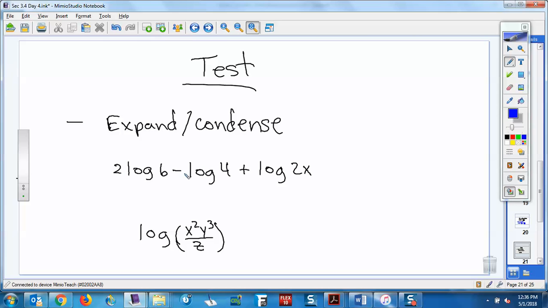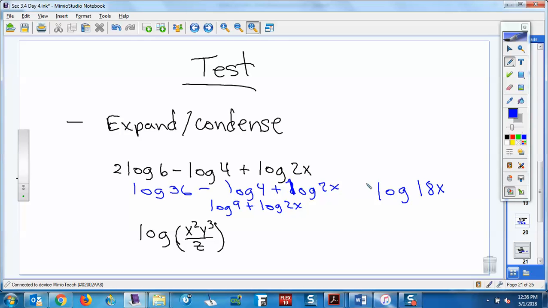So the directions for this one would be condense, right? And so, we got this 2 out here. That's a problem. So, what are we going to do with that? Make it log of 36 minus log of 4. What is going on? Plus log 2x. Now what? So this would be 36 over 4, which is log of 9 plus log of 2x. What can you do with that?